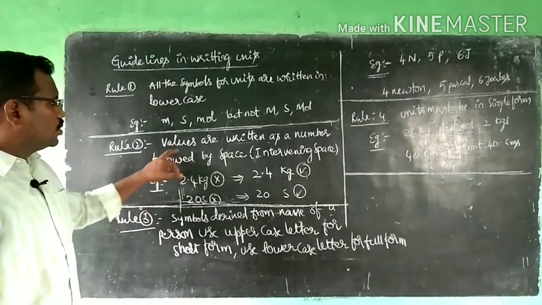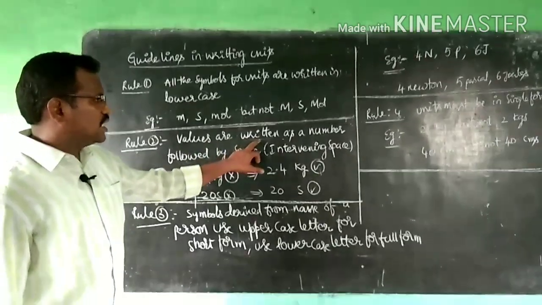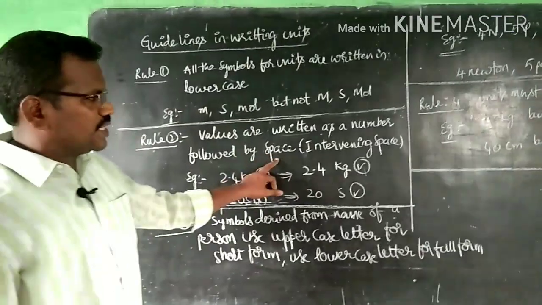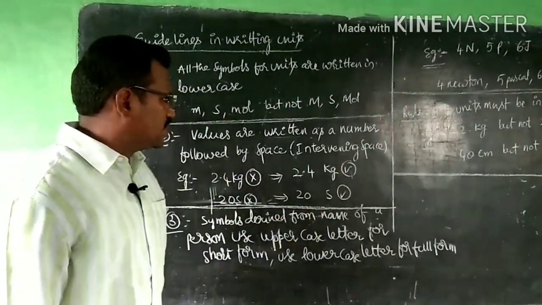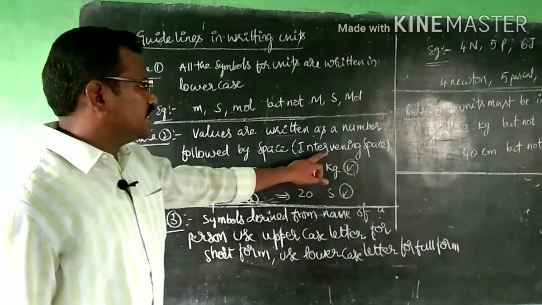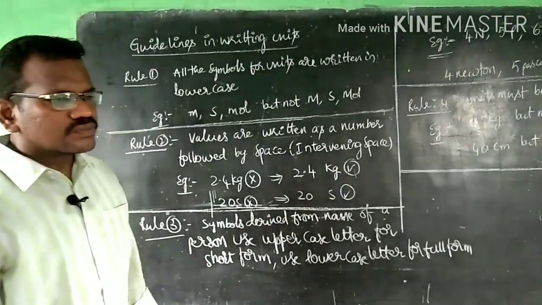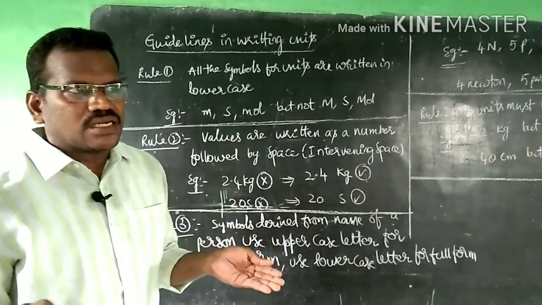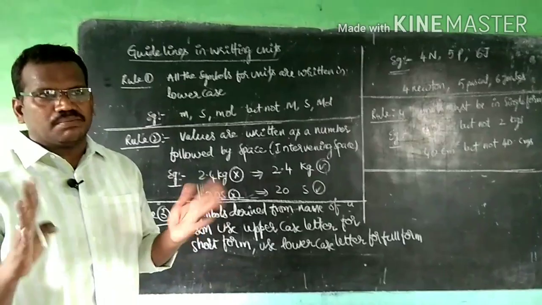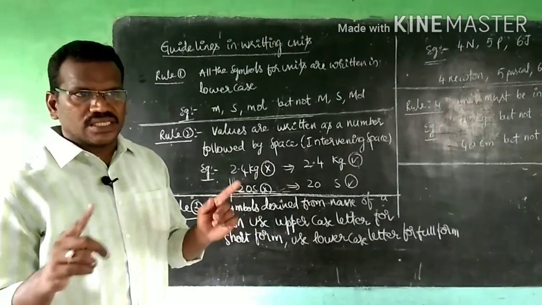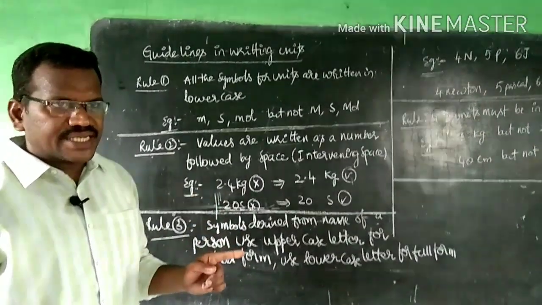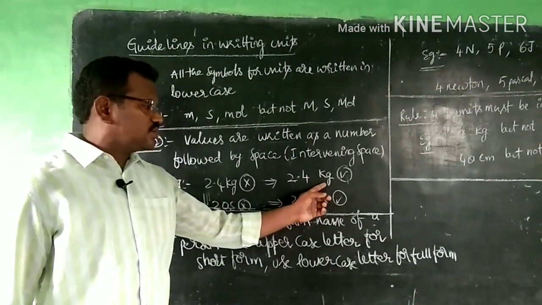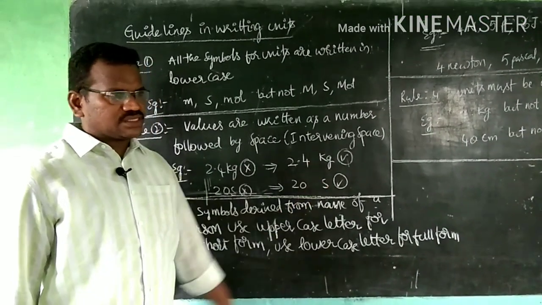Now come to the rule. Values are written as a number, which means these are all the numbers, followed by a space. That means a little bit of gap should be given. That space is called the intervening space. This intervening space should not be there in the case of degrees, minutes or seconds. In the case of degrees, we should not give an intervening space. Between a numerical value and the unit, we should compulsorily give the space.